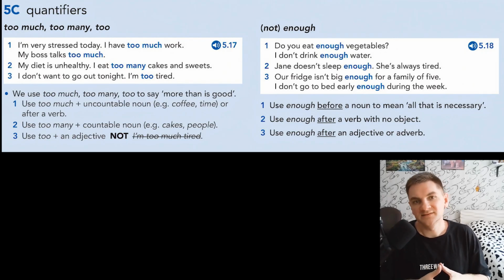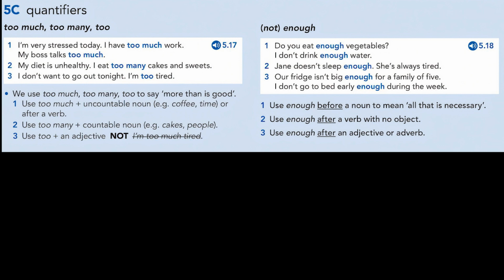Now listen to the examples. 5.17. 1. I'm very stressed today. I have too much work. My boss talks too much. 2. My diet is unhealthy. I eat too many cakes and sweets. 3. I don't want to go out tonight. I'm too tired.